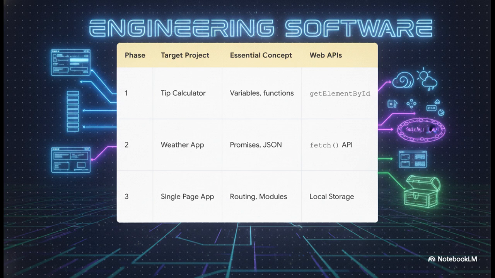Now, what's really interesting about this slide is how these projects scale right alongside your understanding of the engine. In phase 1, you build a tip calculator. That's pure synchronous call stack execution and basic DOM manipulation. But by phase 2's weather app, you're forced to engage the microtask queue with promises, asynchronous fetch APIs, and JSON. And by phase 3, you're architecting a full single-page app, coordinating client-side routing, state modules, and local storage caching. You aren't just writing scripts anymore, you're engineering software.